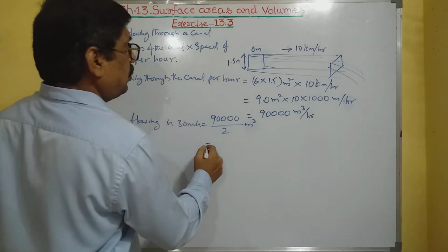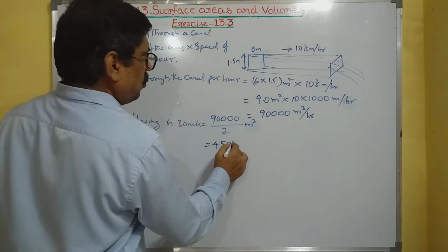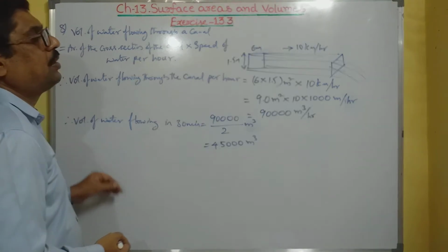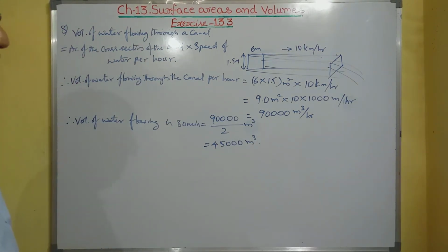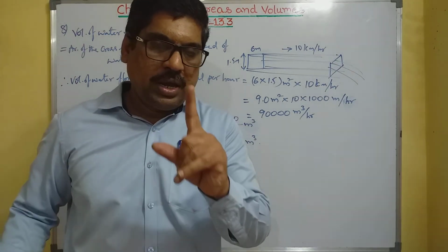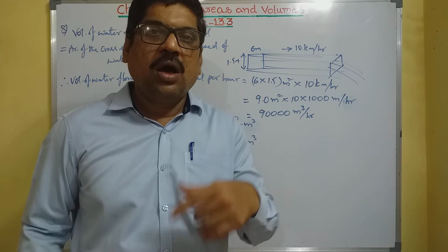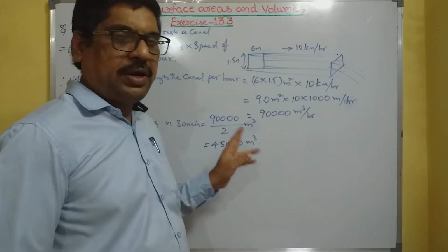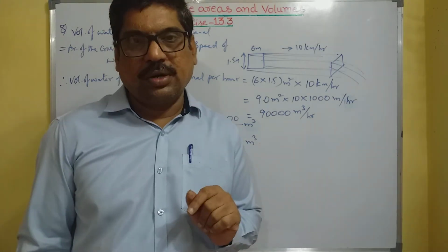Is equal to 45,000 meter cube. Did you understand? Now this is the amount of water flowing through the canal in 30 minutes, means half an hour. Per hour it is 90,000. So in half an hour it is 45,000 meter cube.